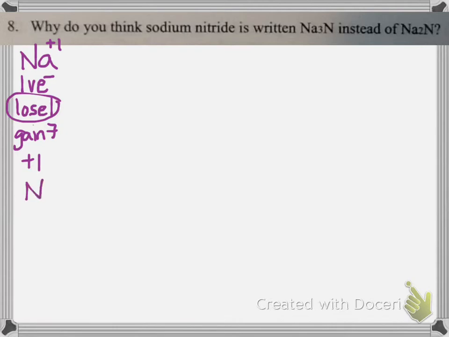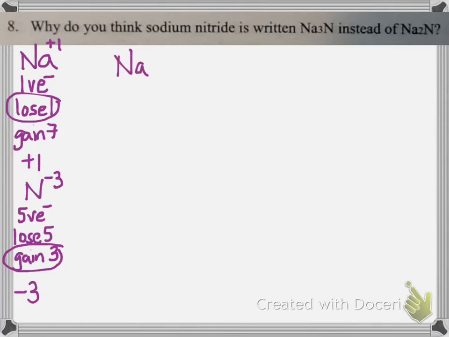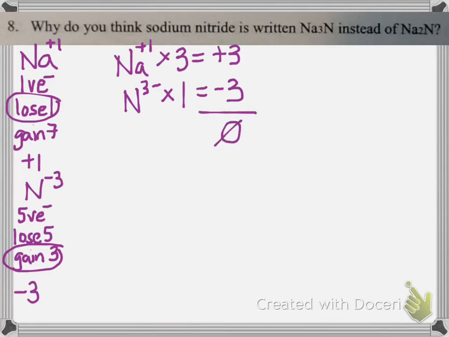For nitrogen, it's in group 5A, so it has 5 valence electrons, so it can lose those 5, or it can gain 3, because it's always trying to have an octet like the noble gases. It's going to gain 3, so it's going to have a charge of -3. So Na plus 1 times 3 gives me a charge of +3. N, -3 times just one of them gives me a charge of -3. I have a charge of 0.